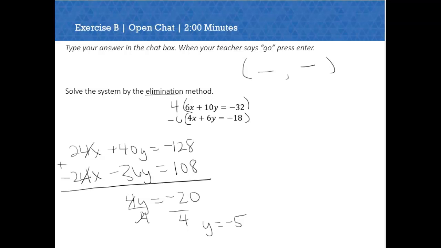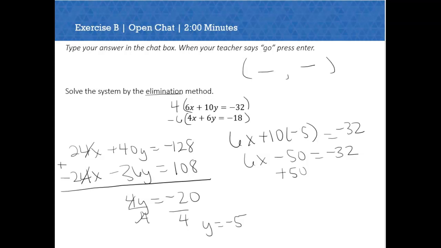So now we take this negative 5 and we can plug it into either equation. 6x plus 10 times negative 5. Make sure you're plugging it in for the right thing. Equals negative 32. 6x minus 50 equals negative 32. We're going to add 50 to both sides now. 6x is equal to 22.